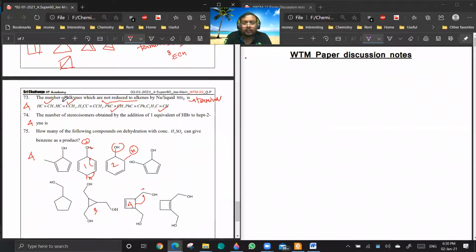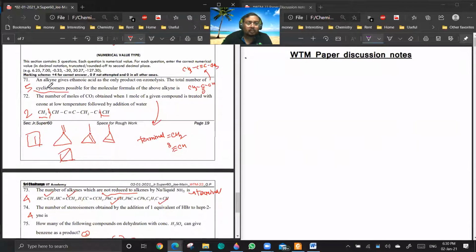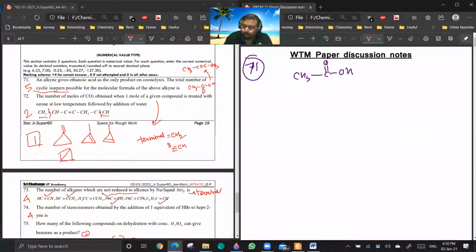73, 74, 75. 74, sir. 74. Sir, 71. 71. What's the problem with 71? See, it is giving ethanoic acid. This means it is giving something like this. Now this is coming from which alkene? Something like this. And there is only one alkene, one product. This means that this part should also be CH3, CH3.